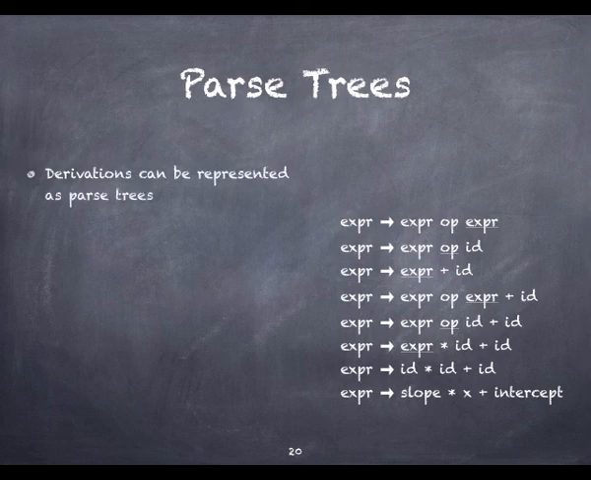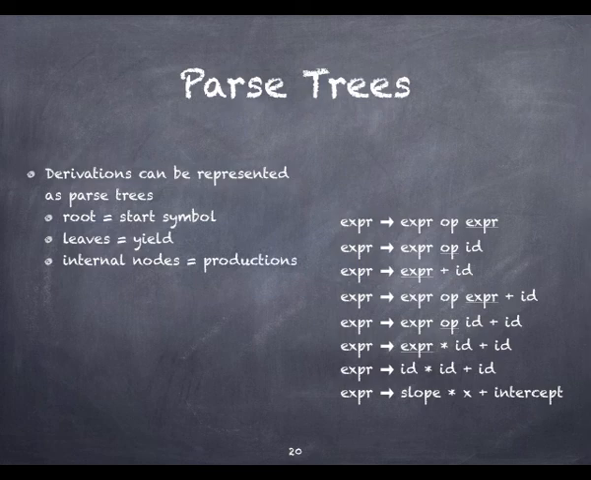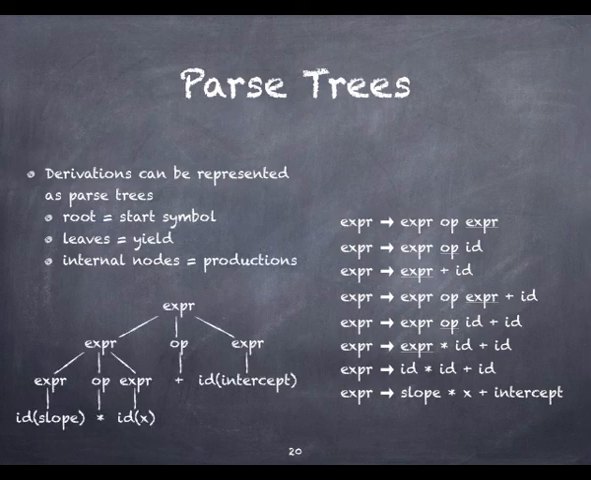We saw in Chapter 1 that we can represent a derivation graphically as a parse tree. The root of the parse tree is the start symbol of the grammar. The leaves of the tree are its yield. Each internal node, together with its children, represents the use of a production. Here is a parse tree for our previous example.